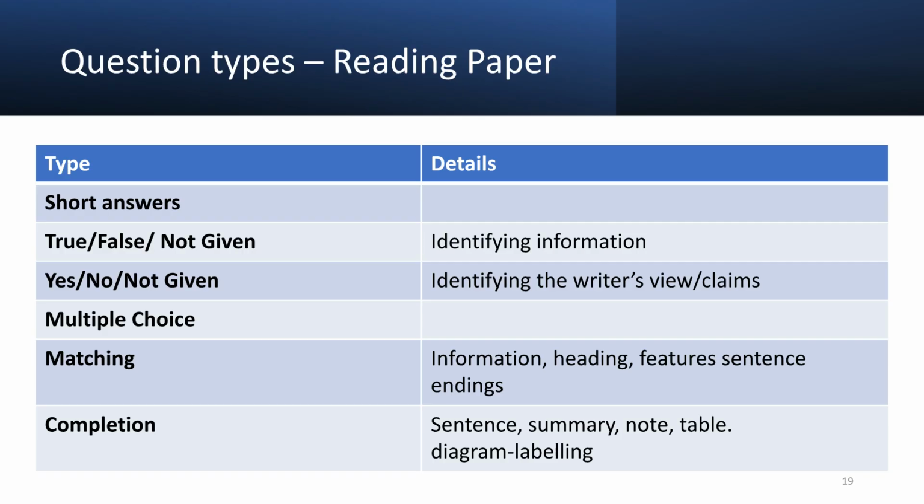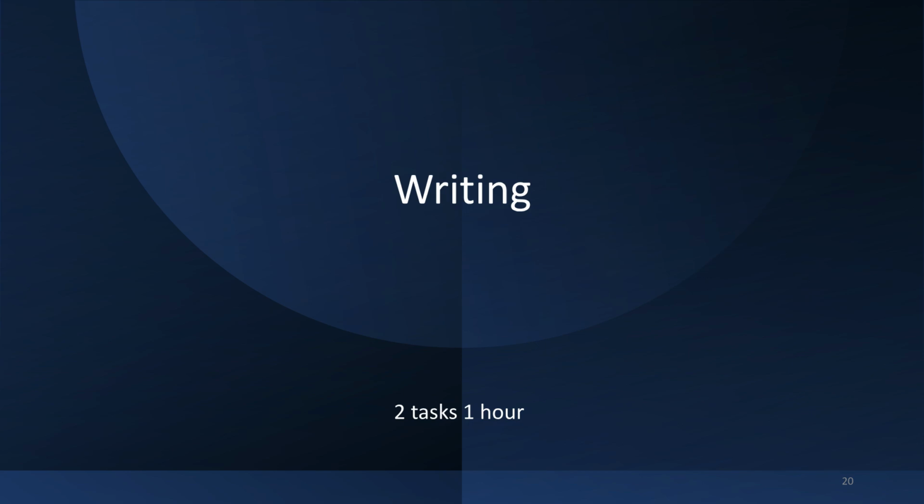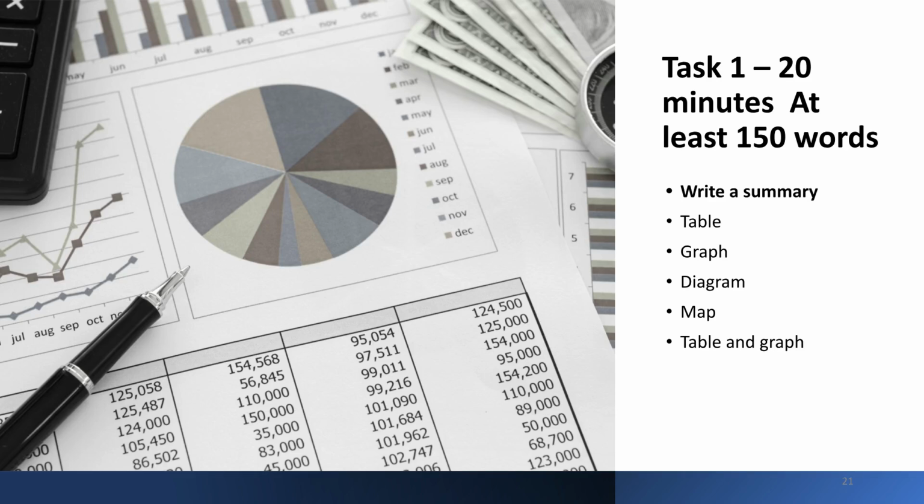The reading paper includes various question types, such as short answers, true/false/not given, yes/no/not given, multiple choice, matching, and completion questions. Next, let's cover the writing module. It consists of 2 tasks and has a total duration of 1 hour. Writing Task 1 is a 20-minute task requiring at least 150 words. You will write a summary based on a visual, such as a table, graph, diagram, or map.